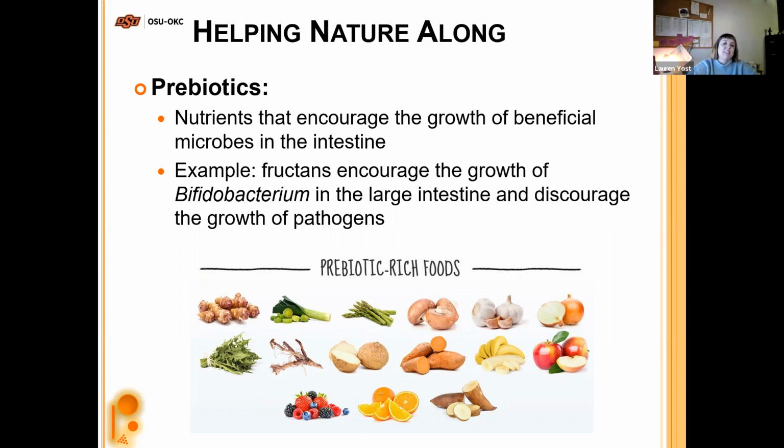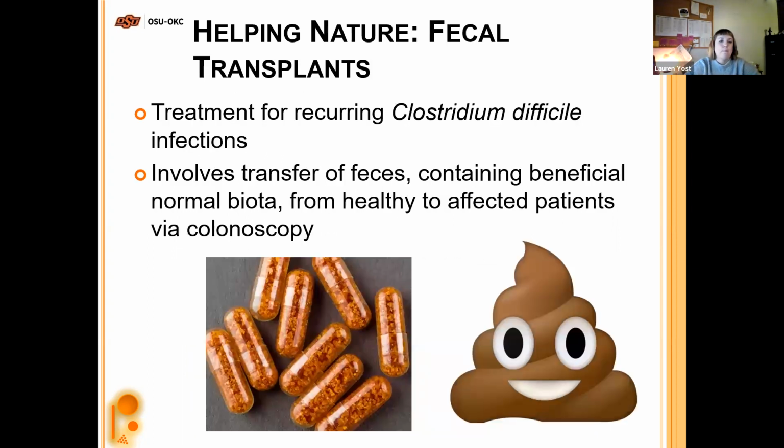But anyways, this just helps the right things grow in the right way in your GI tract. And it helps them keep the bad guys out.